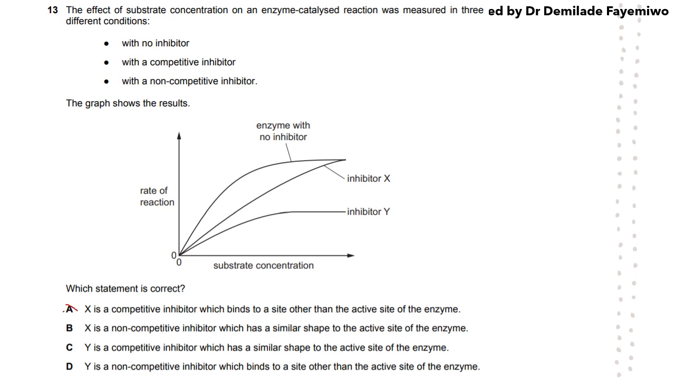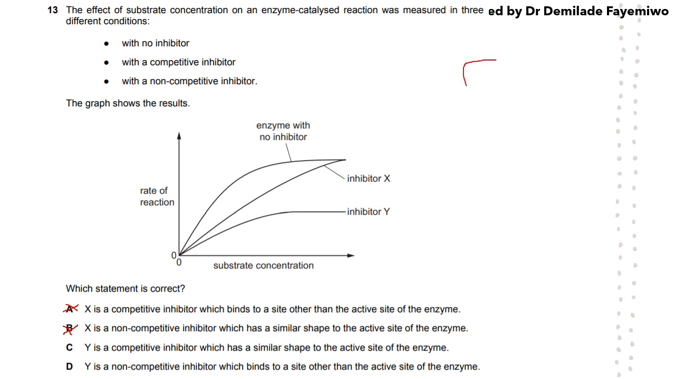So already just reading that, you can tell it is wrong. The reason this is wrong is that competitive inhibitors bind exactly to the active site of the enzyme. So X can't be a competitive inhibitor and bind elsewhere. And then X is a non-competitive inhibitor which has a similar shape to the active site of the enzyme. That again is wrong. A non-competitive inhibitor does not work with the active site of the enzyme. It binds at the allosteric site.